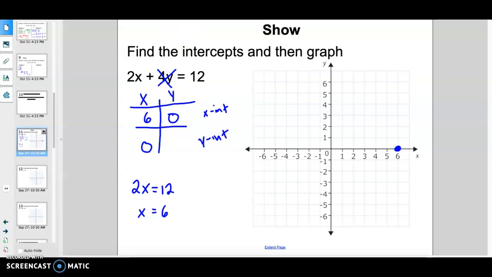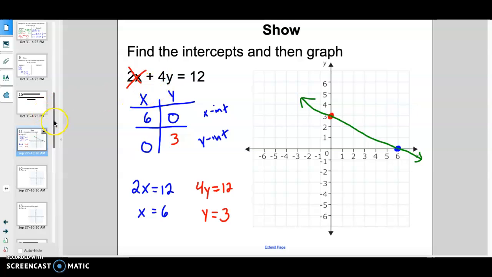Your y-intercept, instead of crossing off the y, you're going to cross off the x. So for the y, we would cross off the 2x, because you'd be plugging in a 0 here, so it equals 0. So we've got 4y equals 12. So you would divide both sides by 4, so y equals 3. So your y-intercept is 0, 3. So you would go up to the point 0, 3 and put a point. Then to finish off your graph, you would just draw a line connecting them. And now we have our line.